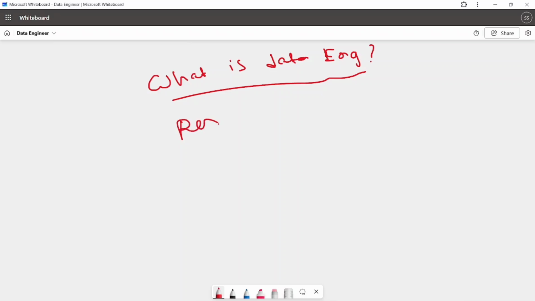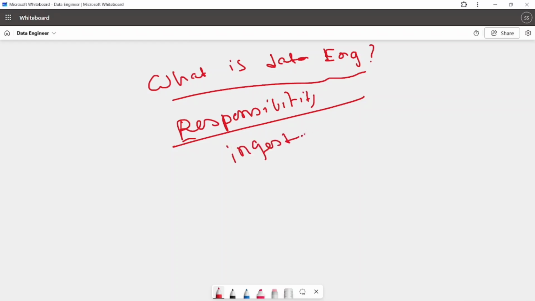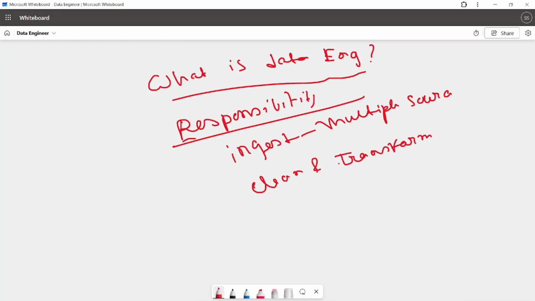What is the responsibility of a data engineer? The responsibility of a data engineer is to build ELT pipelines, ingest data from multiple sources. Ingest means what? Extract data from multiple sources. Clean and transform data, then optimize SQL queries, then maintain data warehouse and data lakes. Monitor and troubleshoot data pipelines. If any pipeline fails, then you have to monitor all these things and find out why it failed.